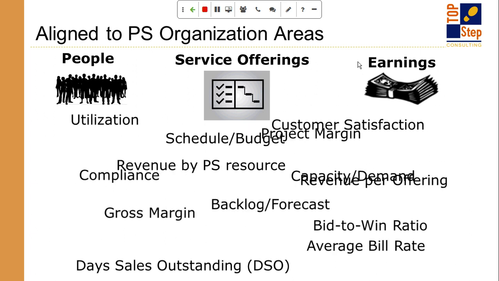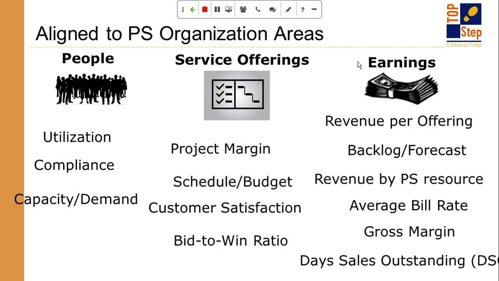So really, to get the most out of that data mining, you want to take all those different measures and align them up to the areas that will help you make decisions about hiring or maybe new product offerings or the bill rates that you're looking to drive or the way that you're pricing out certain types of offerings.